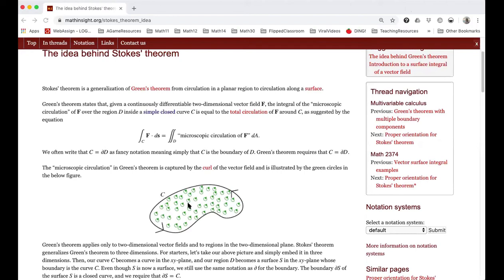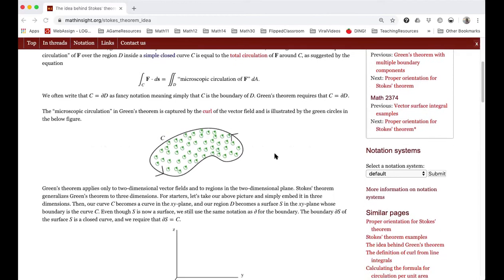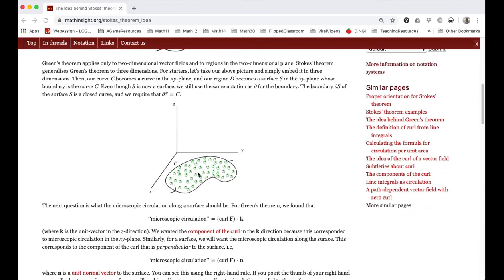So this is supposed to just be a visual representation of having tiny little paddle wheels placed anywhere in here, and this is looking at their microscopic circulation, how much they would rotate around the paddle wheel at a given point, adding that up over the interior, and that should give us how much the vector field is actually circulating around the boundary. That's what we proved with Green's theorem circulation form. And as a reminder, that only worked for vector fields in 2D, right? We always were just assuming our vector field F just had i and j components.